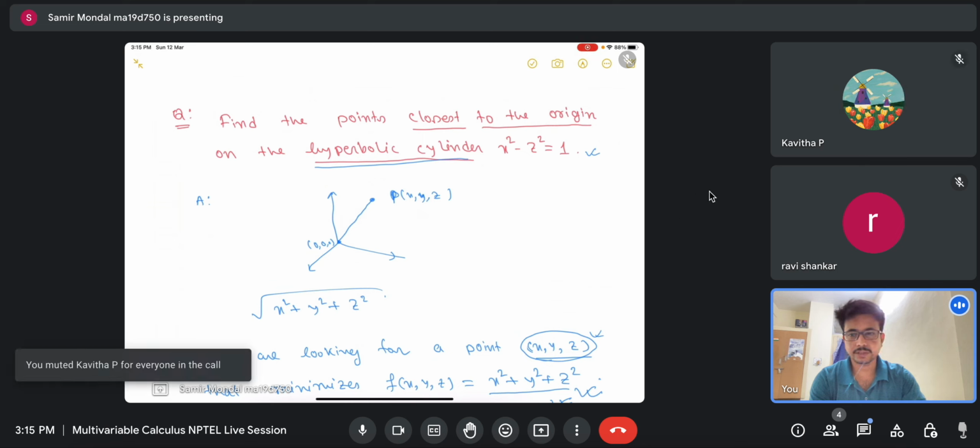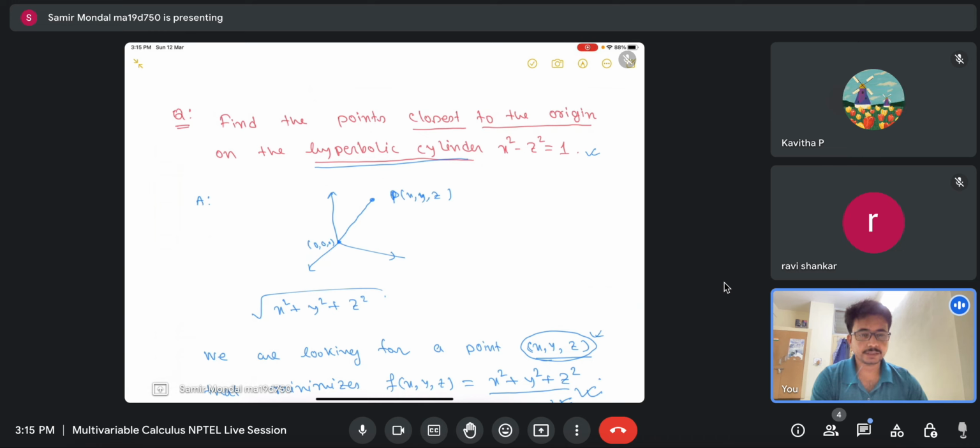Okay. So in our previous lecture, we have seen the use of the Lagrange multiplier. Today also I am going through that motivation, then we will go for a few more examples. In our previous lecture, we solved this problem.